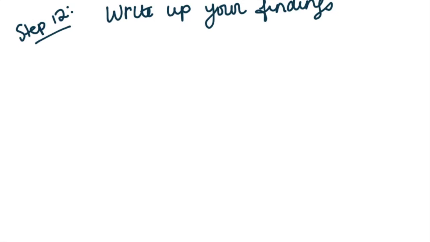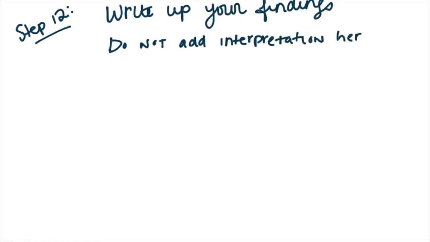Then you're going to write up your findings. What do I mean by your findings? You're going to write up your results. It's the results section. You are not going to add your interpretation here. You are just writing the results. So this many states have these features, these many states don't, etc., etc.